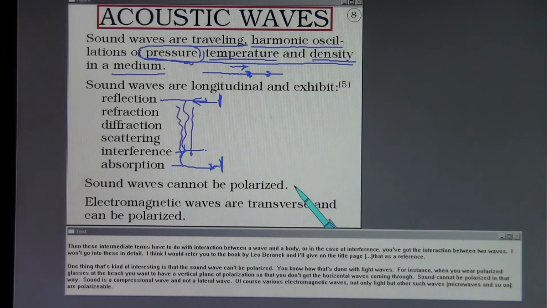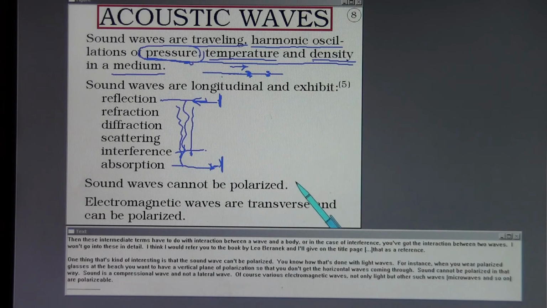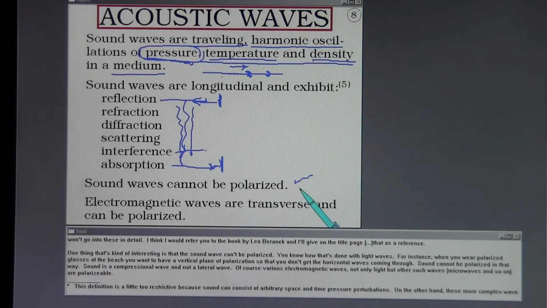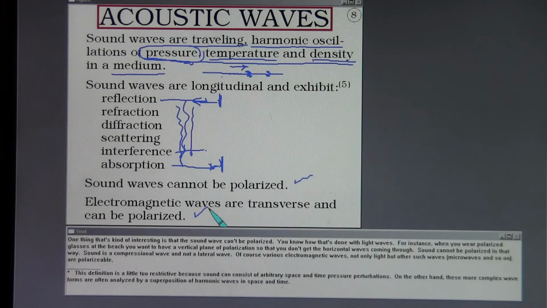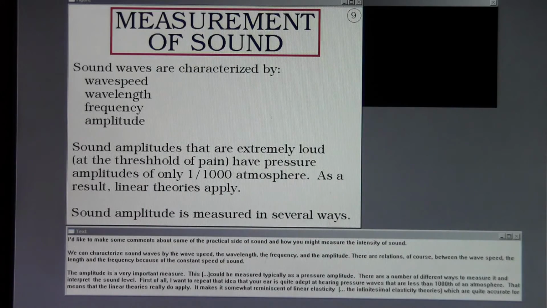One thing that's kind of interesting is that sound waves can't be polarized. You know how that's done with light waves. For instance, when you wear polarized glasses at the beach, you want a vertical plane of polarization so that you don't get the horizontal waves coming through. And sound cannot be polarized in that way. Sound is a compressional wave and not a lateral wave. But of course, the various electromagnetic waves, not only light, but microwaves and so on, are polarizable.